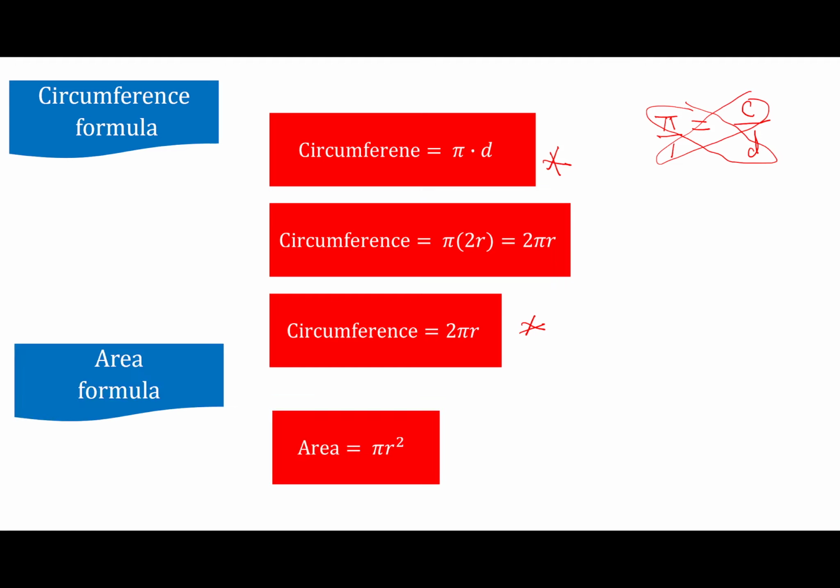Area formula. The area is pi R squared. There you have to use the radius here. Don't confuse it with the diameter. For the area, you need to use the radius. Note: the circumference of any circle is about 3 times its diameter. It's actually 3.14 times its diameter, but you know, it's about 3 times.